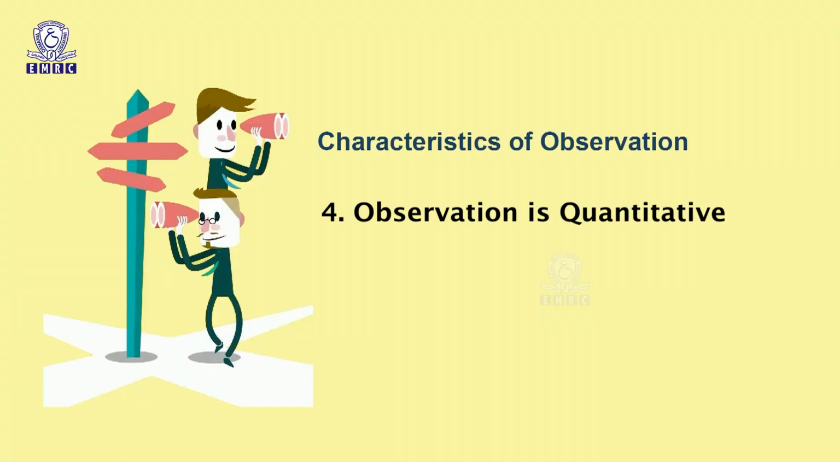The fourth characteristic is that observation is quantitative. Although many important phenomena cannot be quantified, it becomes almost imperative to use some means for quantifying observation in order to increase their precision and to facilitate their analysis.